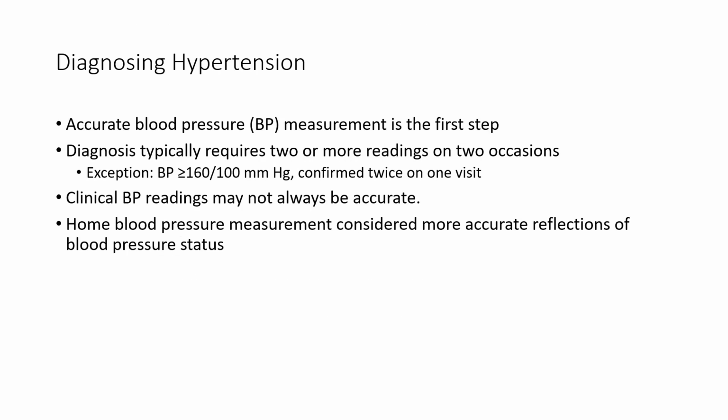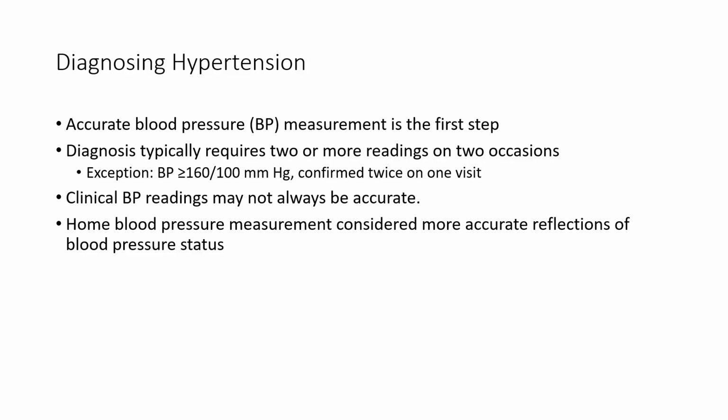To diagnose hypertension, we want to make sure we're getting an accurate blood pressure measurement. To be diagnosed with hypertension, it requires 2 or more readings on 2 separate occasions, with the exception of a blood pressure of 160 over 100 or greater, and that's confirmed twice in one visit. So if you get a very high blood pressure, 160 over 100 or higher, you want to make sure you let the patient sit there for a minute and recheck it to confirm that it is actually that high.